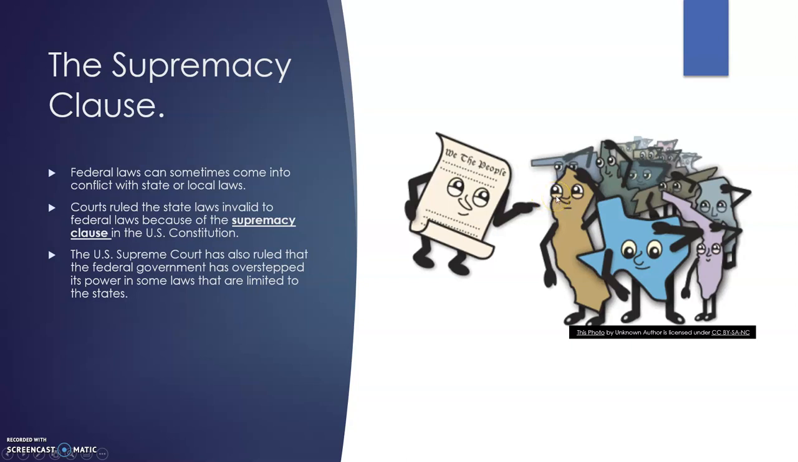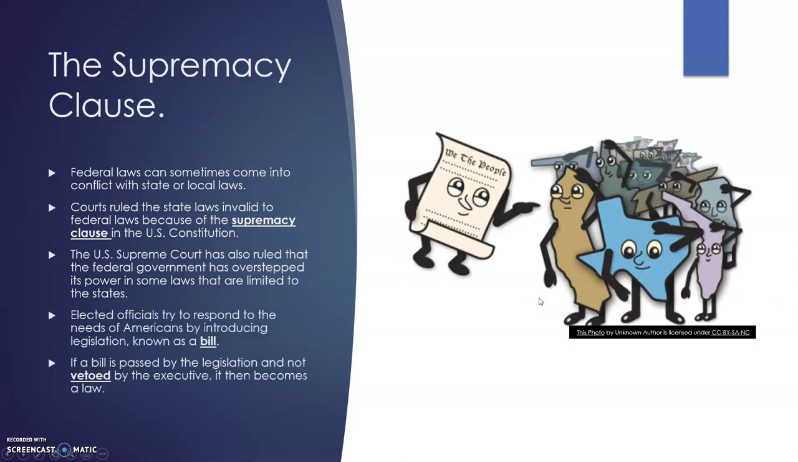You need to pay attention to these things, okay? You can pass your own laws, but if those laws come into conflict with federal law, then federal law takes supremacy, okay? It takes precedent, okay? The U.S. Supreme Court has also ruled that the federal government has overstepped its power in some laws that are limited to the states, okay? So it can go both ways. The courts can rule that the states have to follow the federal government, and they can also rule that the federal government has to not pass so many powerful laws on the states, all right?